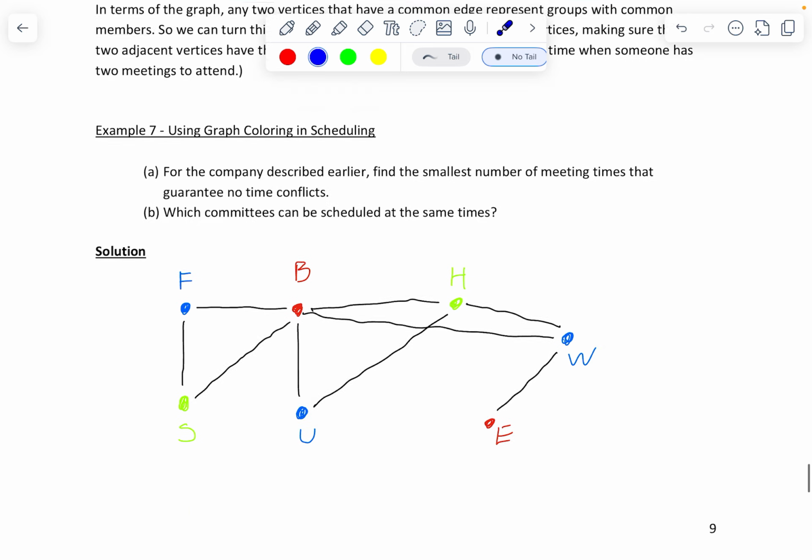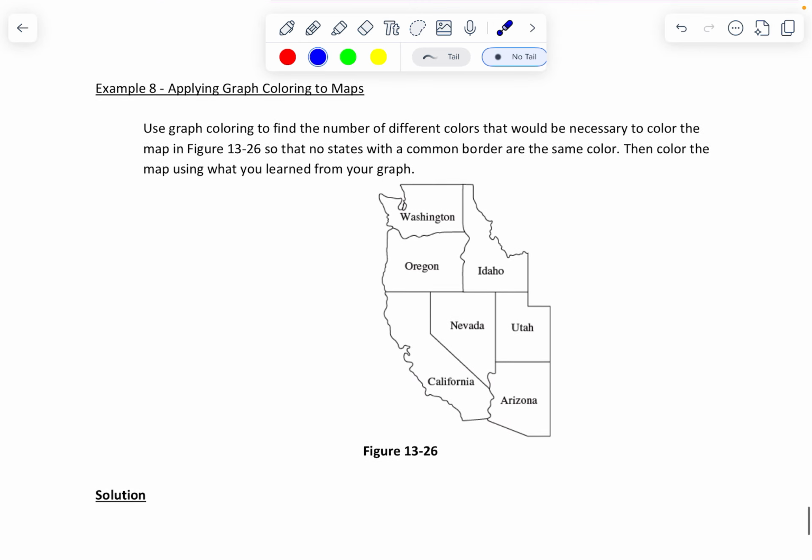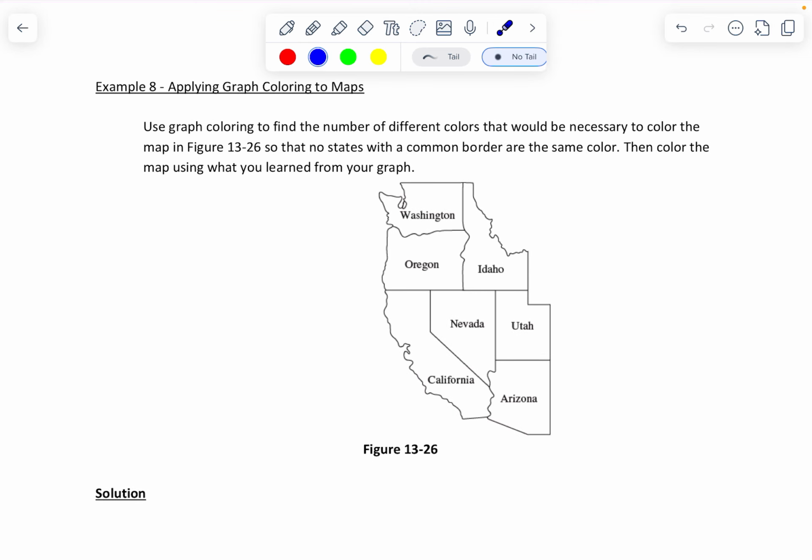Okay, let's look at another example. Applying graph coloring to maps. Use graph coloring to find the number of different colors that would be necessary to color the map in 1326 so that no states with a common border are the same color. Then color the map using what you learned from your graph. All right. So using the technique that we learned earlier in the section, we can draw a graph representing border relationships.